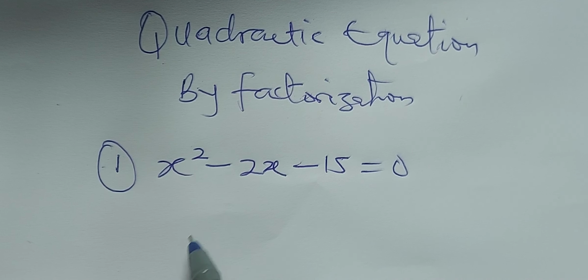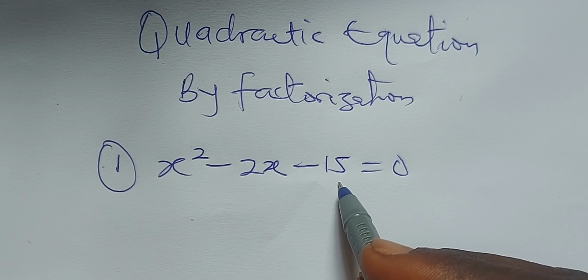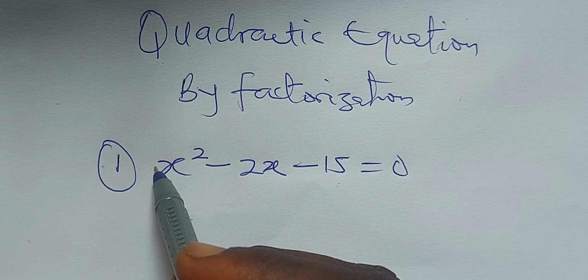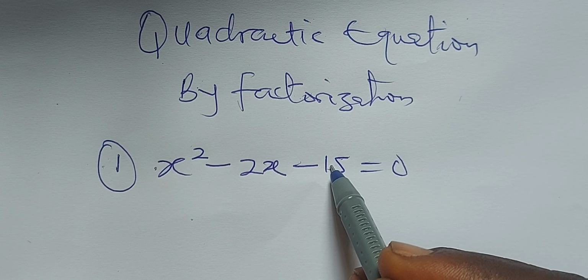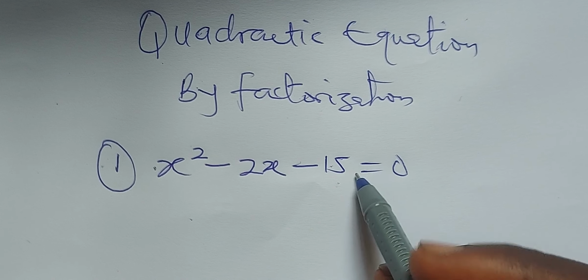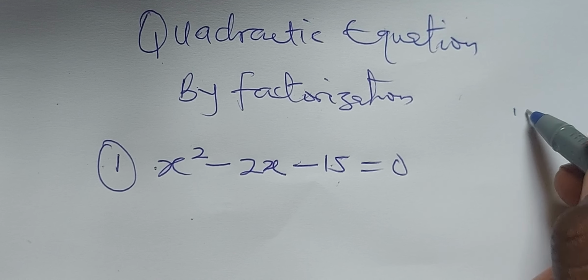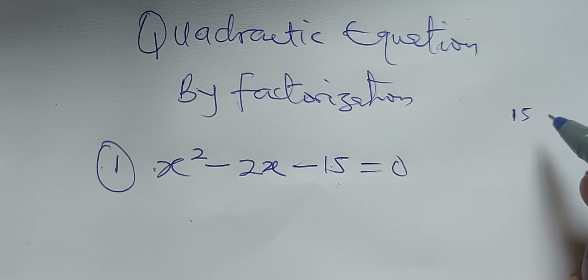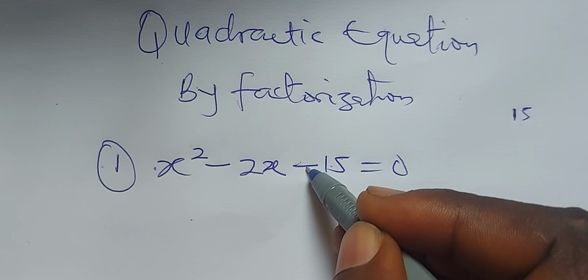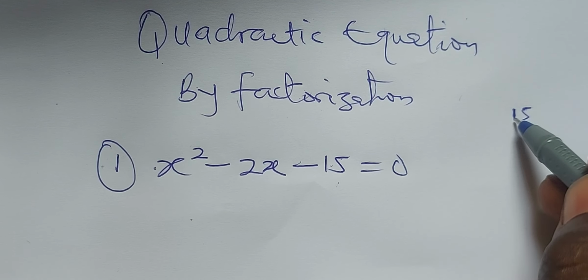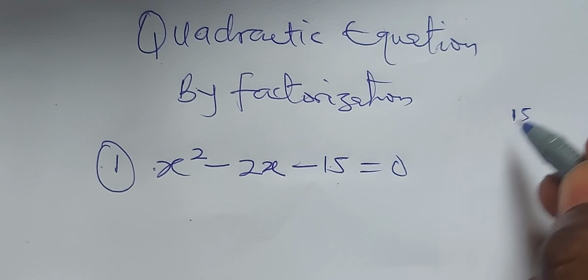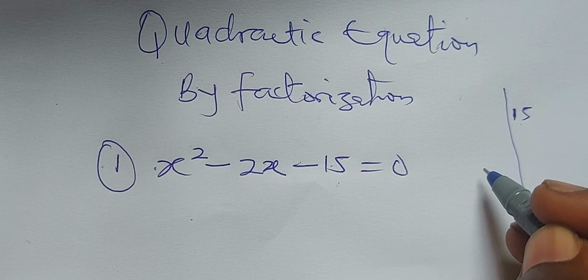If you can remember vividly, we have done factorization of quadratic expression. In that case, what we do is to multiply the coefficient of x squared by the last number. And so in this case, the coefficient of x squared is 1. 1 multiplied by 15 is still the same thing as what? 15. And the second step is to find the factors of 15 such that when you multiply them, you will have minus 15, and when you add the two factors, we are going to get minus 2, the coefficient of x. So what we do is to look for the factors of 15.